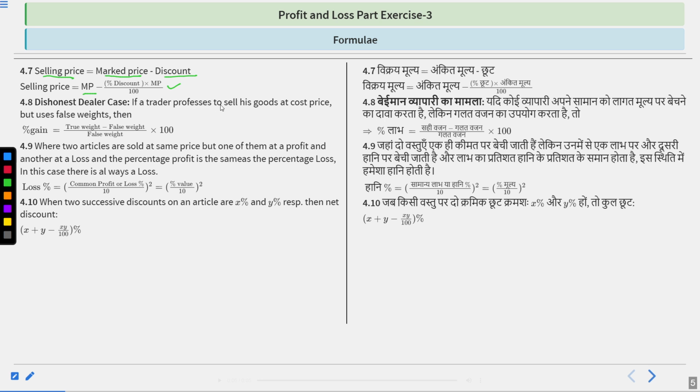Dishonest seller dealer case. If a trader professes to sell his goods at cost price but uses false weight, then gain percent will be true weight minus false weight upon false weight multiplied by 100.